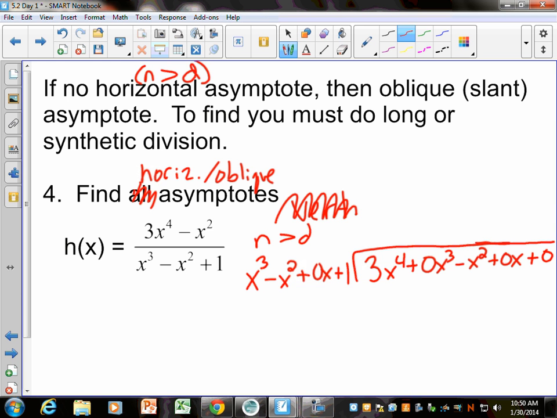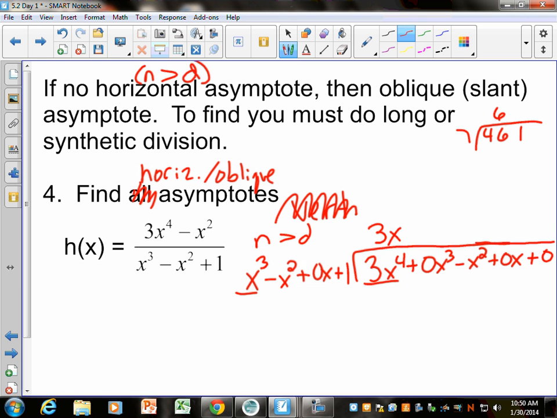If I asked you to divide 7 into 461, you would say 7 doesn't go into 4, and how many times does 7 go into 46? And you would be like, oh, 6 times, and you would multiply and subtract and keep going. We do the same thing with this. Look at this first part, and you kind of say, what do I multiply x cubed by to get 3x to the 4th? The answer would be 3x, right?